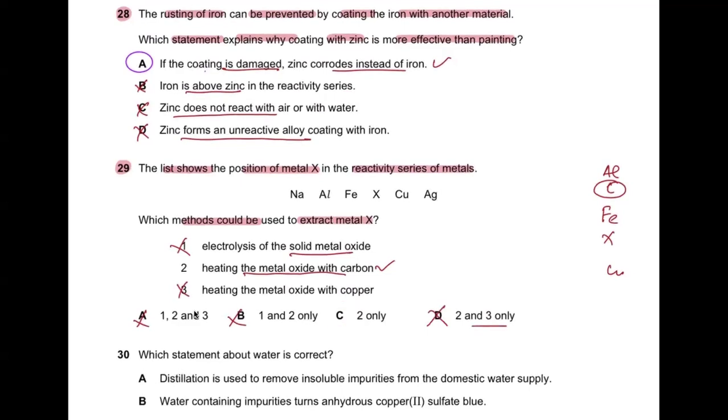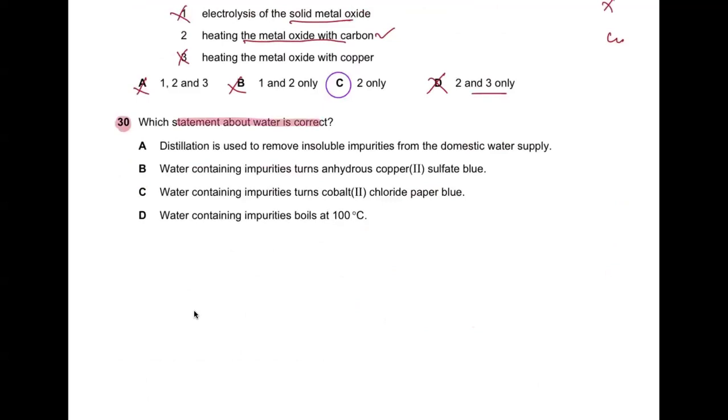Now, MCQ number 30. Which statement about water is correct? Okay. Distillation is used to remove insoluble impurities from the water. To remove the insoluble impurities, we need filtration. So A is wrong.